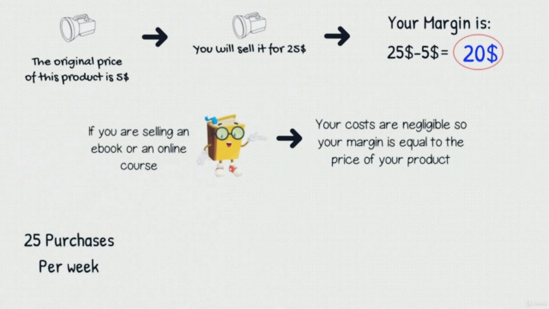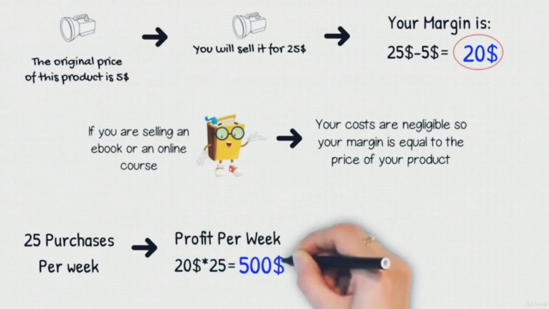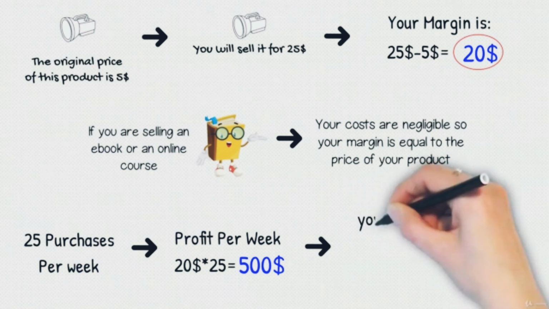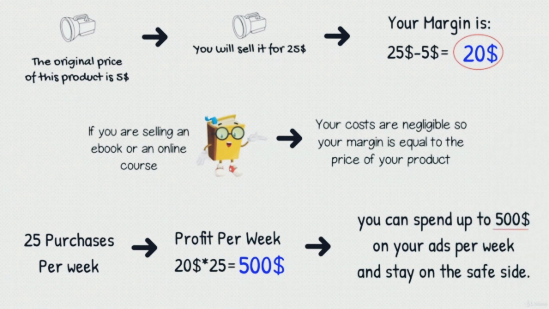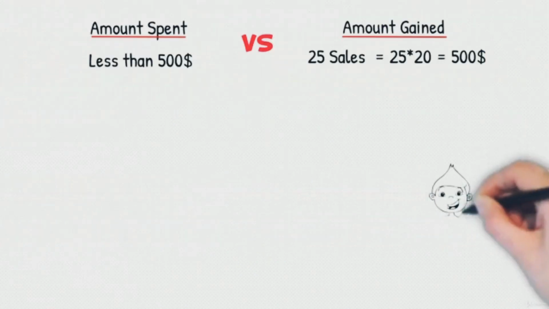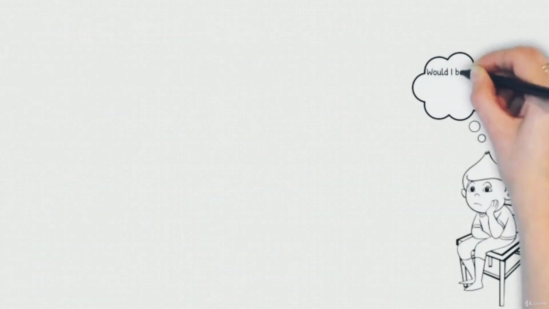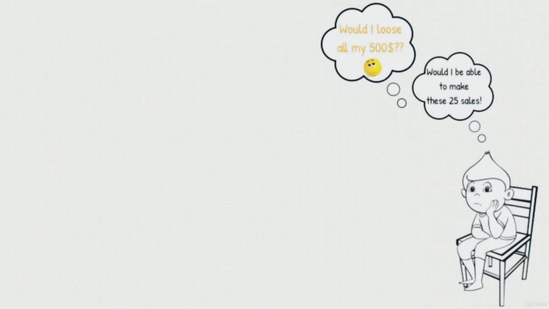So if you want to have 25 sales per week and you have a $20 margin per purchase, then we have 25 by 20 equals $500 profit per week, which means that you can spend up to $500 on your ads per week and stay on the safe side. What I mean is, if you spend less than $500 to get these 25 sales, you are still profitable. However, you are not sure that you will get these 25 sales at the end of the week. So, you might be risking all the $500.